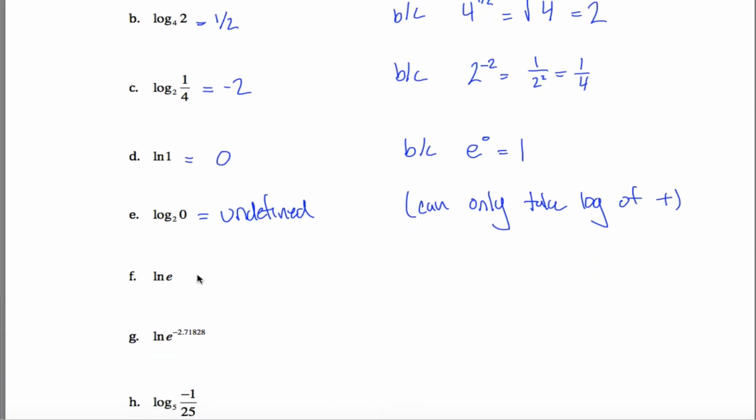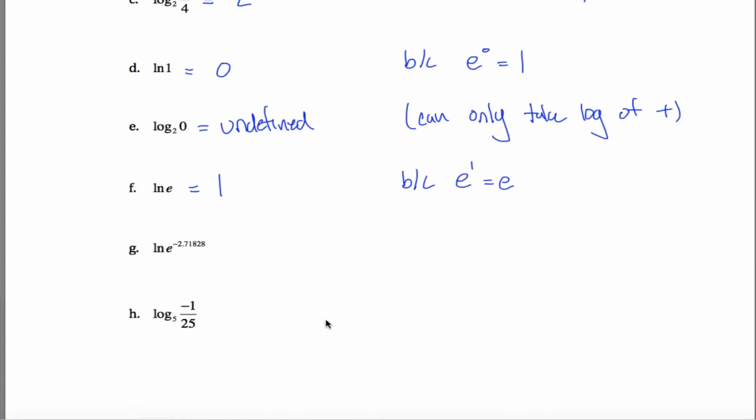The natural log of e, turns out that's 1. The reason why is because e to the first power is what's equal to e, and the natural log is the same as asking you the log base e.